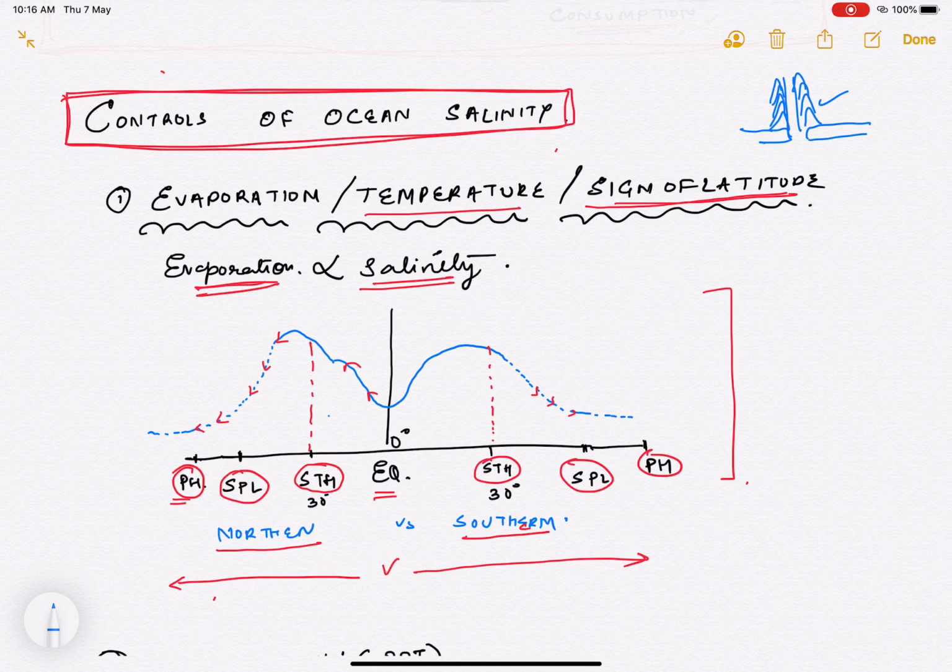Hence, as you can see, when we are moving from the equator towards the subtropical high, the salinity is increasing. And from the subtropical high pressure zone, the salinity starts decreasing towards your subpolar low and to your polar high. Similar cases for the northern hemisphere and the southern hemisphere. Hence, from this we can conclude that salinity goes on decreasing from the tropics towards the pole. I hope you get it clear.